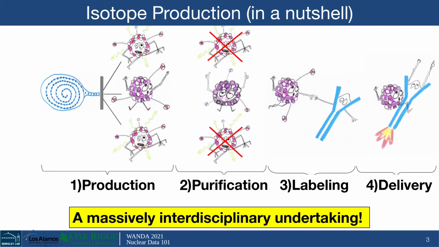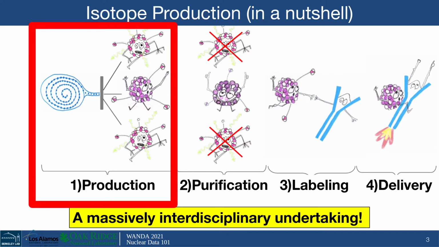And so without being able to combine together experts from each of these topics, the entire chain of isotope production would be an impossible task. But for the purposes of the talk today, we're going to be focusing mostly on this first step, just because this is the area in which predictive codes have the greatest application.